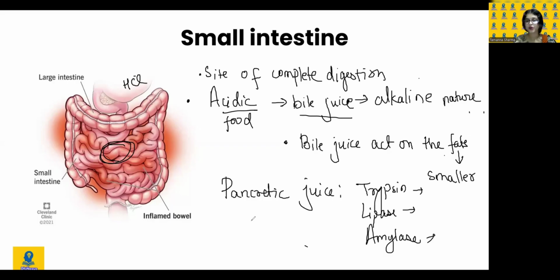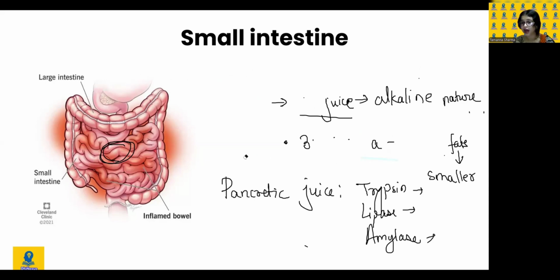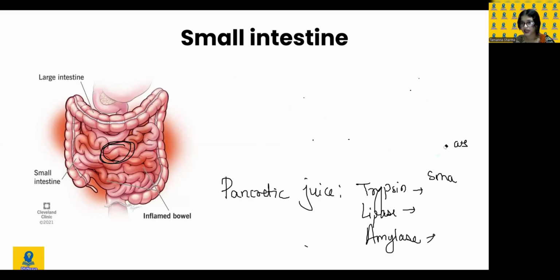Now see, what will happen is that I'll just erase this part, okay? I hope you have written it. Also remember, small intestine is the longest part of the alimentary canal, okay? Longest part of the alimentary canal. And it is coiled.